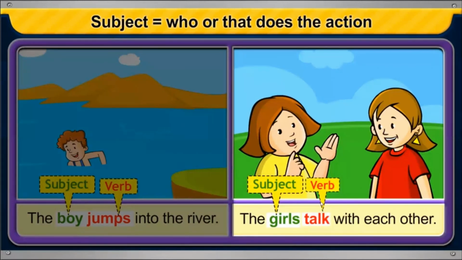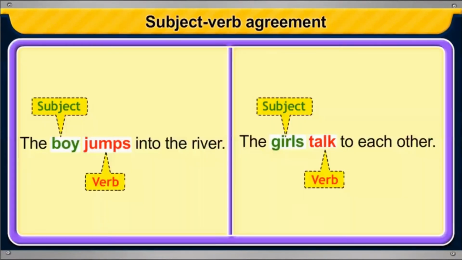Talk is the verb. What is the action that the girls are doing? They are talking. That means they talk to each other. So the action word here is talk. So this is the verb. And who does this action? Girls. So the girls, this is the subject here. Did you notice something in the sentences that we discussed?